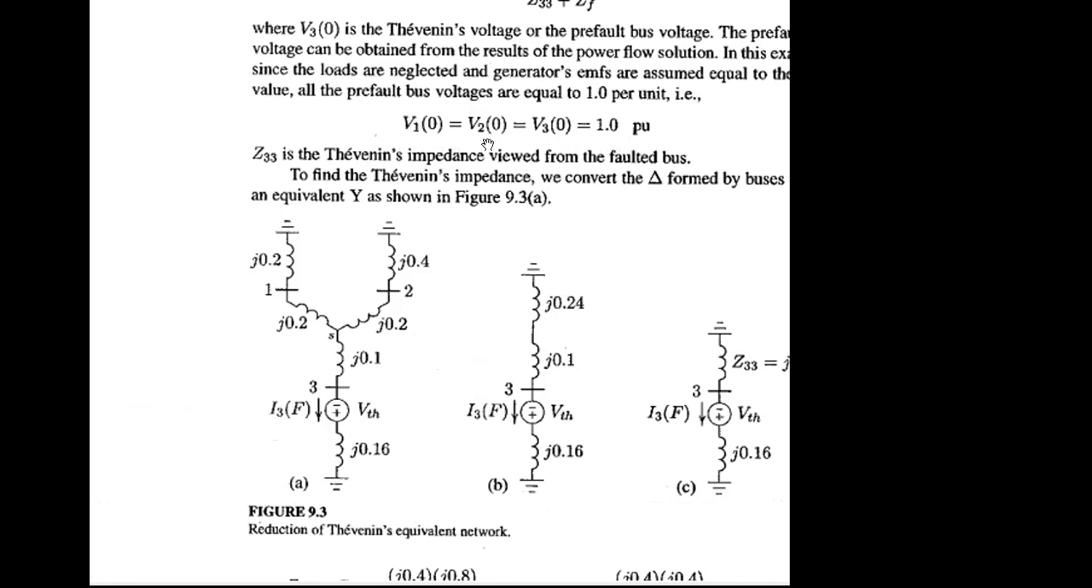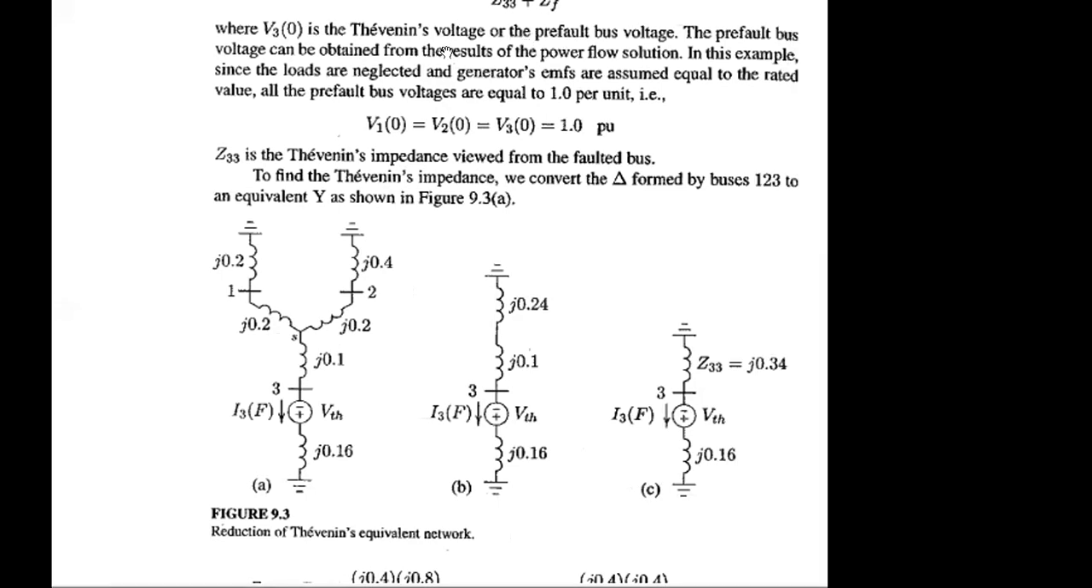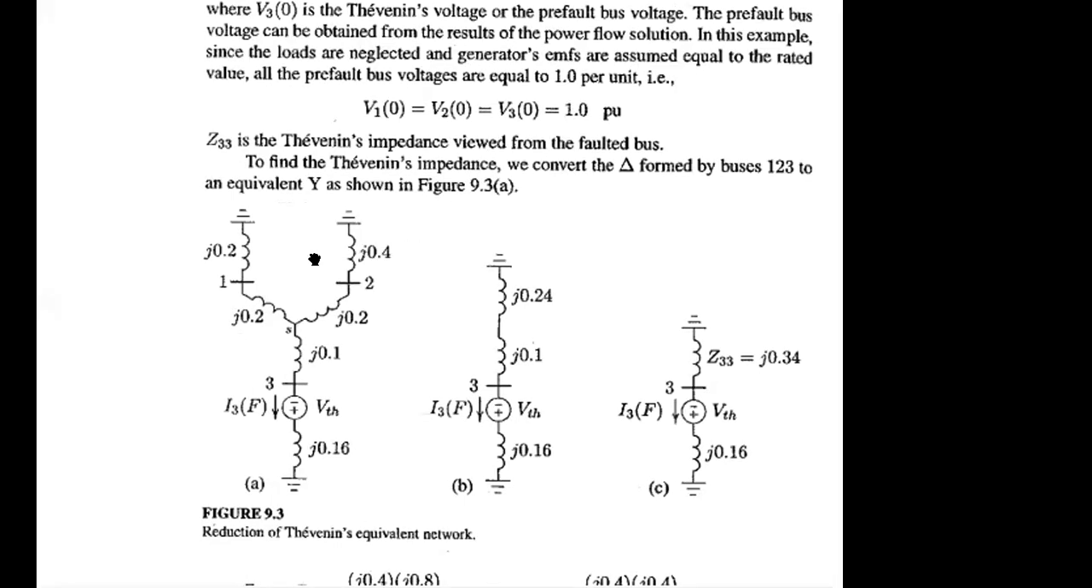You have to consider that it will be for the pre-fault scenario. For the pre-fault scenario, initially all the bus voltages will be 1. That's the standard assumption for pre-fault bus voltage. Before the fault occurs, the pre-fault bus voltage will be equal to 1 per unit. If there is any fault, in that case, the voltage value will deviate from its original or pre-fault value, from 1 to another value. Okay.